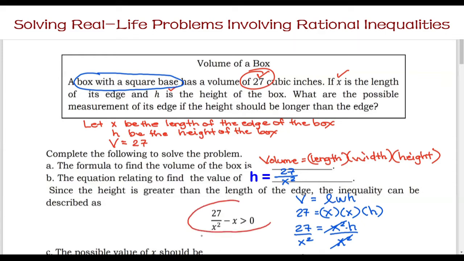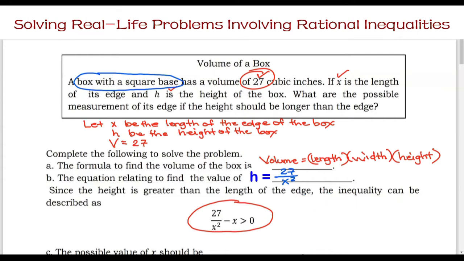Alright. What about this? How did we get that? Like this. The problem says the height should be longer than the edge. So how do you write this in mathematical form? Let us do that, with scratch work again. It says the height should be longer, which means greater than. Should be longer than the edge.